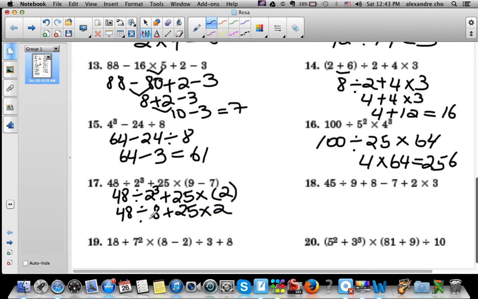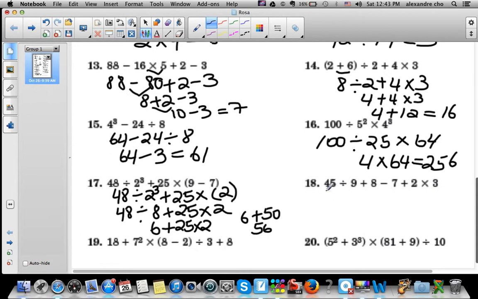In this case, we do division because it came first, so it's 6 plus 25 times 2. I'm running out of room, but it's okay. I'll do it on the side here. And then we do multiplication, so it's 6 plus 25 times 2 is 50. Final answer, 56. Okay.